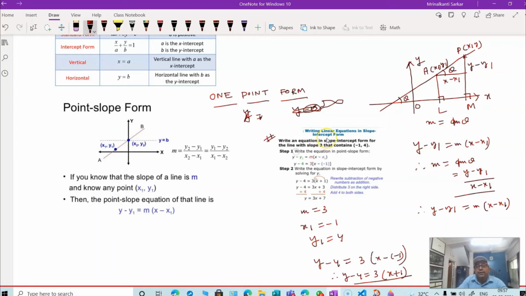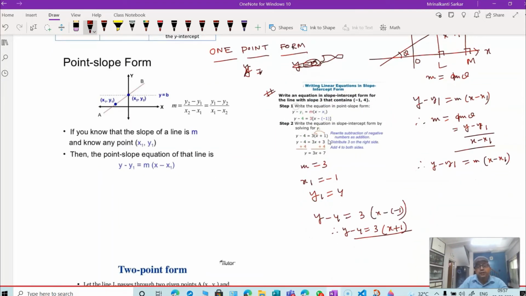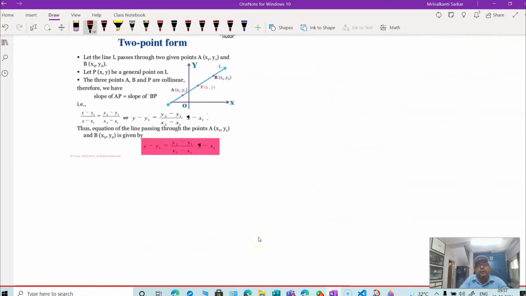Now, this is the third form we have discussed here, the one point form. Then the two point form is also there. In case of two point form, do you find any difference? One point form was y minus y1 equal to m into x minus x1. While discussing two point form, two points x1, y1 and x2, y2 will lie on the line.